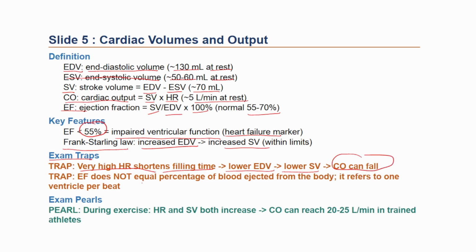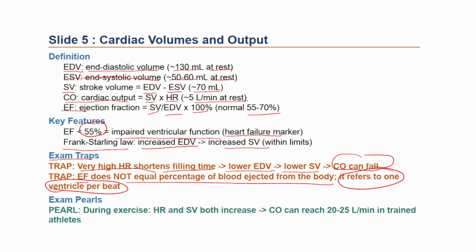Another classic trap involves the conceptual definition of the ejection fraction itself. Students often incorrectly assume that the percentage calculated by the ejection fraction formula represents the total percentage of blood fully ejected from the entire body's reservoir. Pay close attention here. The ejection fraction refers strictly to the performance of a single ventricle per single heartbeat, not a systemic body-wide percentage.